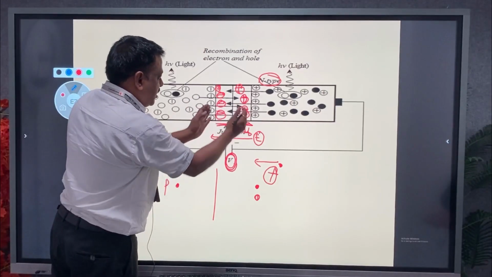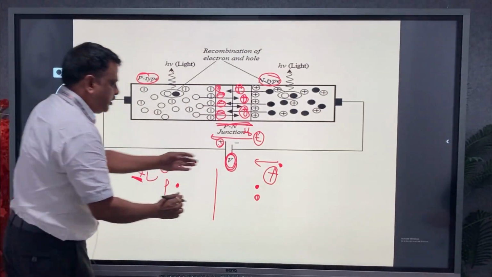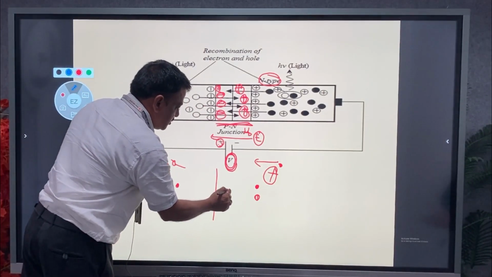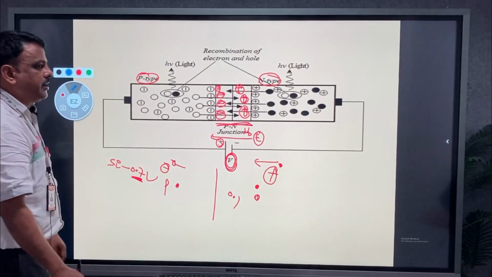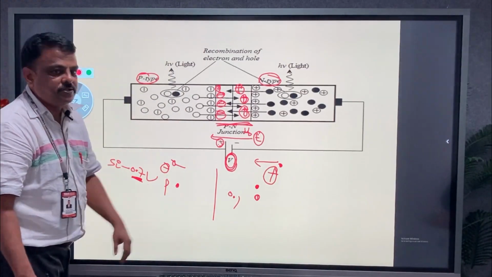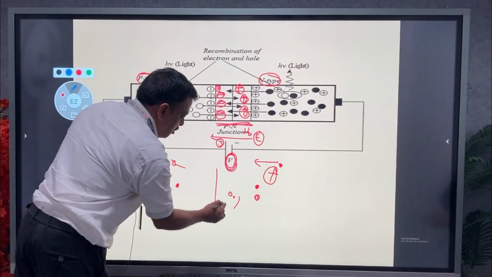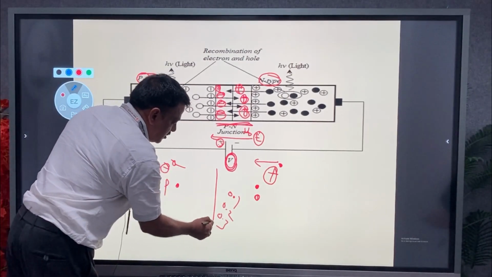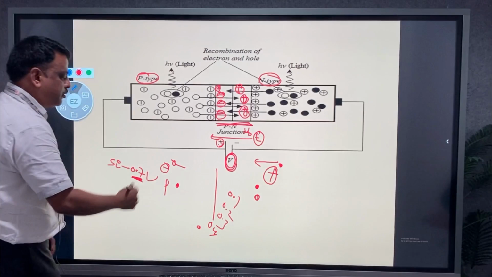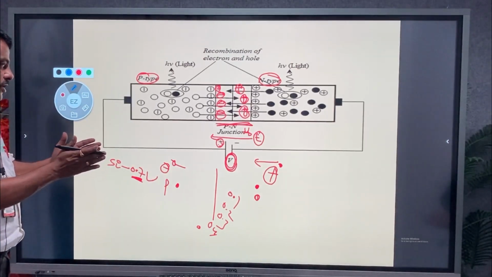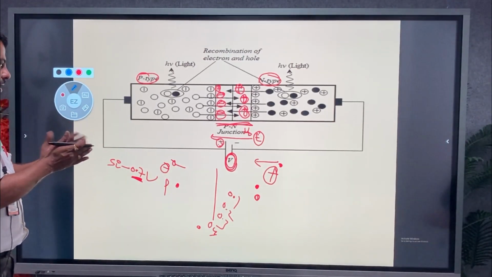The width of the barrier will slowly decrease. Suppose we apply a biasing voltage of 0.1. The effective barrier voltage is 0.6, then 0.5, 0.4, 0.3, 0.2, up to 0.7. The width of the barrier completely decreases.